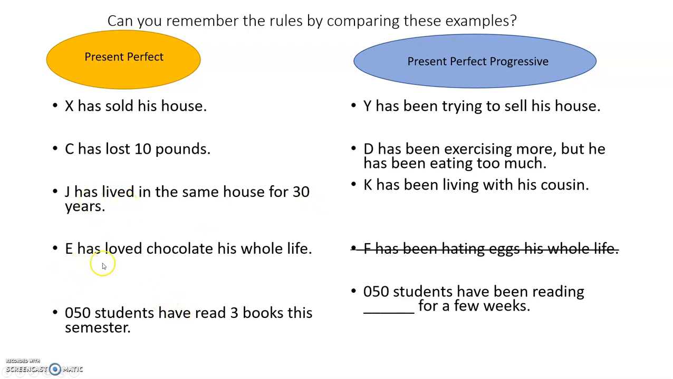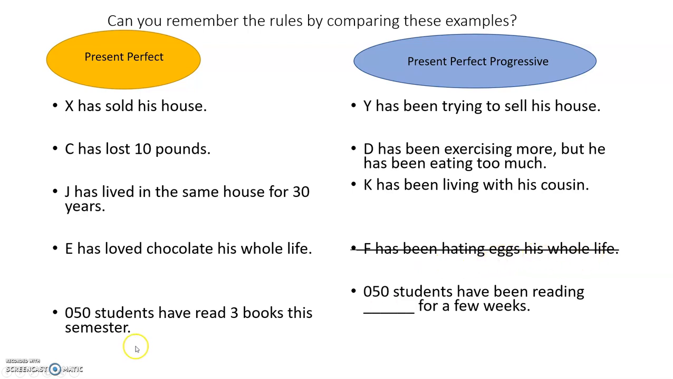Okay, E and F. E has loved chocolate his whole life. F has been hating eggs his whole life. Okay, you see this one crossed off. Hopefully you remember the rule about stative verbs. So love is a stative verb, hate is a stative verb. What's the rule? I can't use progressive. Okay, I can't use present perfect progressive with any stative verb. So I can write it with present perfect. You could write this sentence about eggs with present perfect. F has hated eggs his whole life.